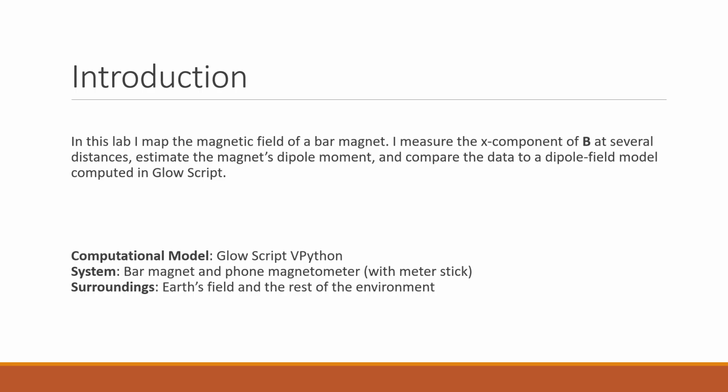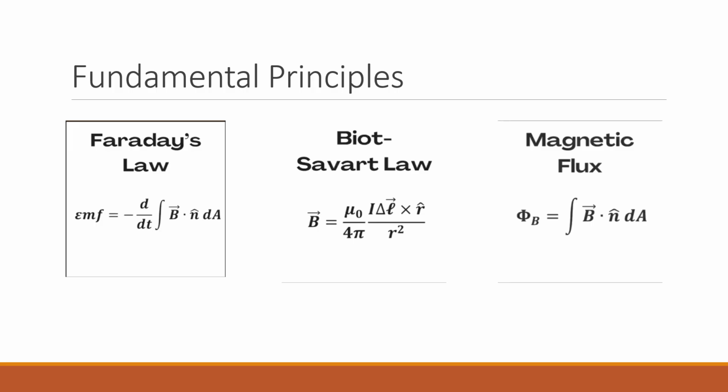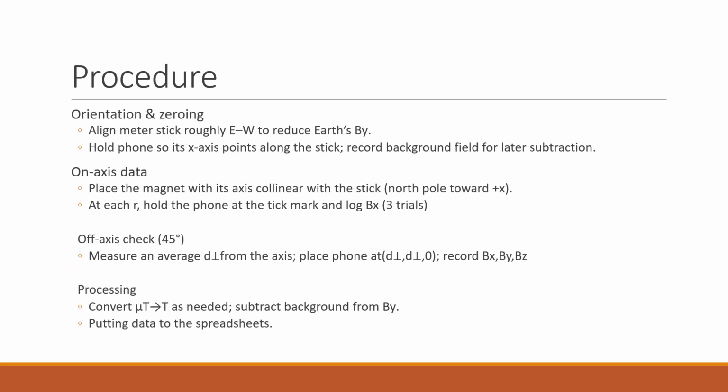For the computational model, we use GlowScript. For the system, we use the bar magnet, phone magnetometer with a meter stick, and the surroundings: Earth's field and the rest of the environment. So, fundamental principles. We use Faraday's law, the Biot-Savart law to find the magnetic field, and the magnetic flux formula.